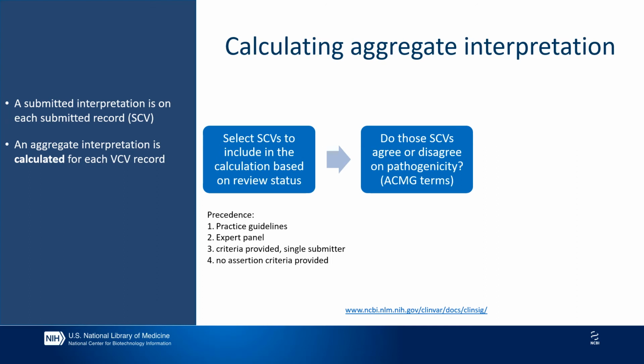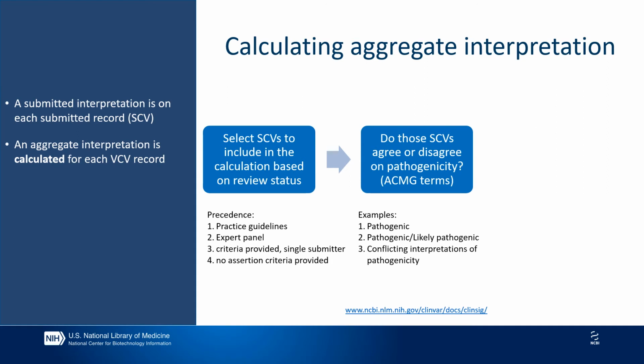So once we've established the set of SCVs to use for the calculation of the aggregate interpretation, we look at the interpretation on those records to say, do they agree or disagree on the pathogenicity of the variant? And this specifically refers to the ACMG terms for pathogenicity, the 5 values from benign to pathogenic. And examples of aggregate terms that you could get at this point are pathogenic. So this could be based on a single record, or it could be that all records agree that the variant is pathogenic. In the case that some records called the variant pathogenic and others called it likely pathogenic, we report this combination term. We don't consider this to be a conflict. And we do the same thing for benign and likely benign.